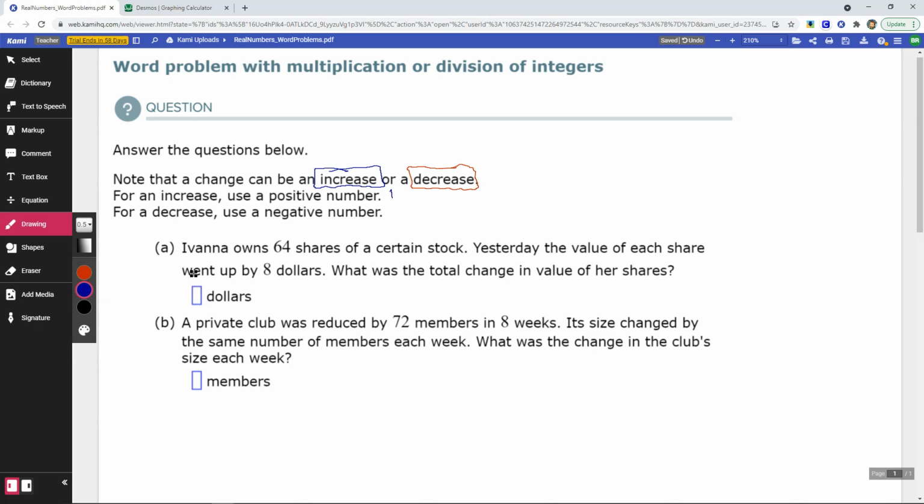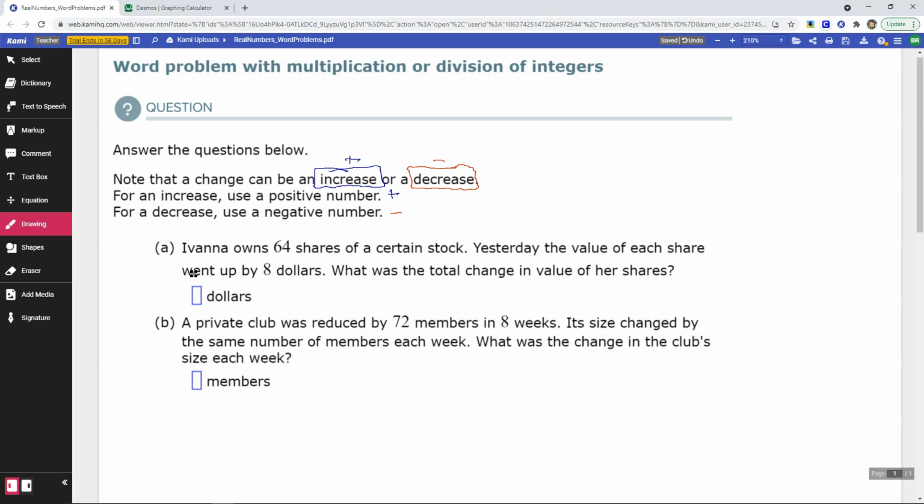So positive, increase, negative, decrease. So that's the first thing that we should establish when we're reading through these. So let's take a look at A. Ivana owns 64 shares of a certain stock. Yesterday, the value of each share went up by $8. What was the total change in value of her shares?